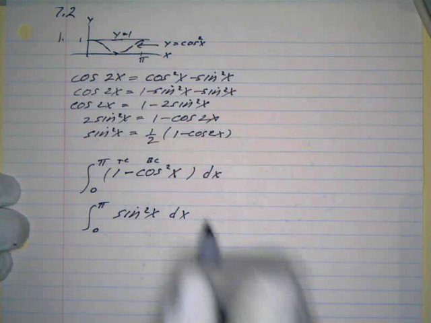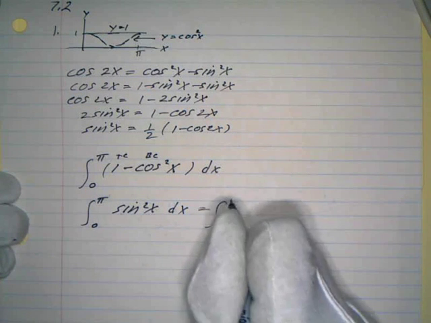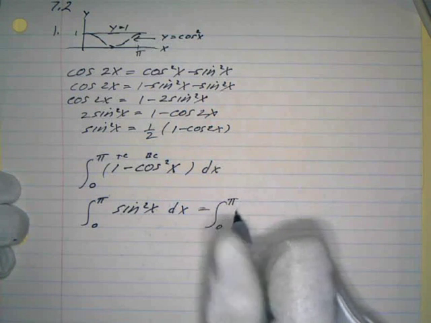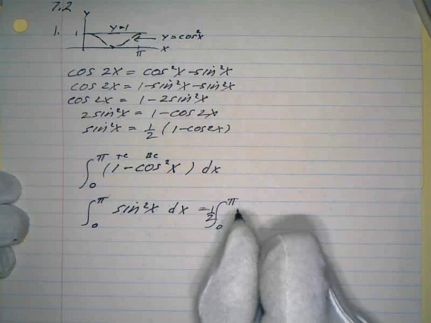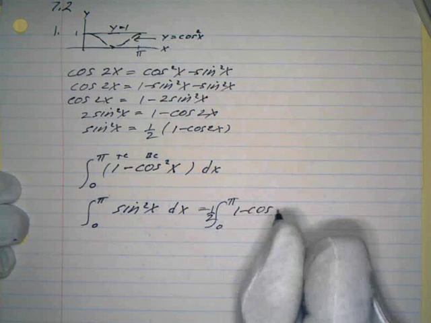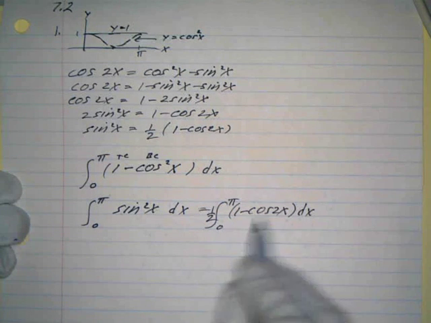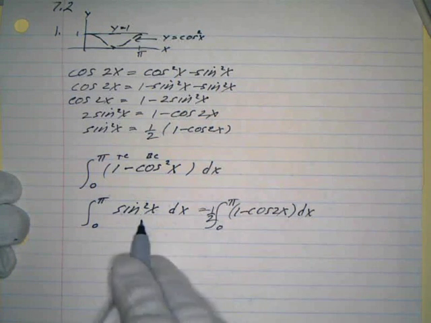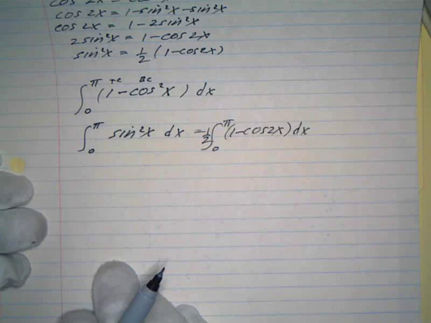So I can rewrite this as the integral from 0 to pi of 1/2, and I could put the 1/2 in front, 1 minus the cosine of 2x dx, and this I can integrate, this I couldn't. Okay, so how are we going to deal with this?